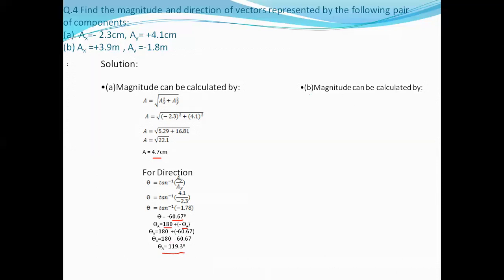Moving on towards the magnitude, the A part we have already done. We are now calculating for B part. The formula is going to be the same. A is equal to under root ax square plus ay square. Putting in the values of ax and ay, we get ax equal to 3.9 whole square plus, in brackets, minus 1.8 whole square. We get 15.21 plus 3.24, taking whole under root, and we get 18.45 whole under root. We get a value of this A, which is 4.29 or 4.3 centimeters.